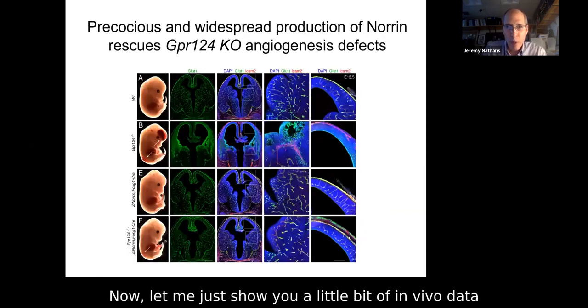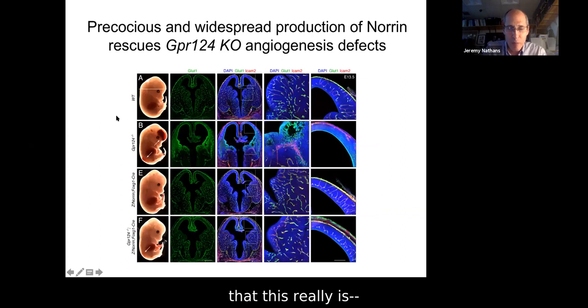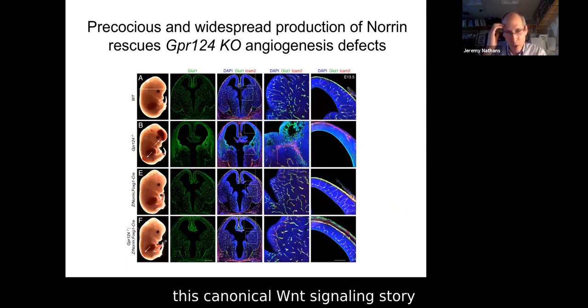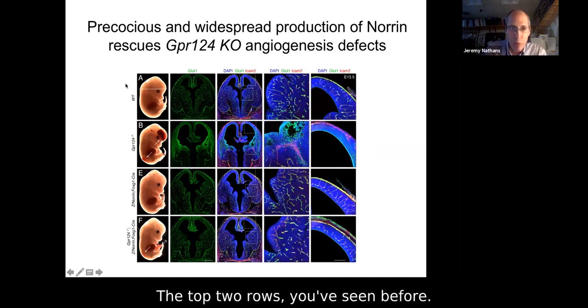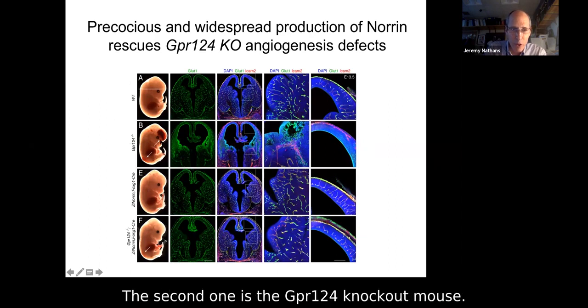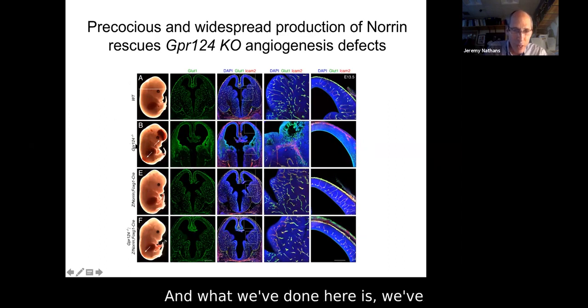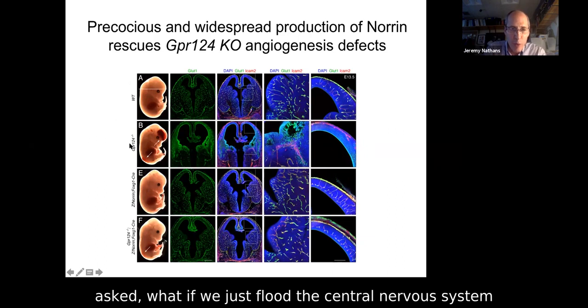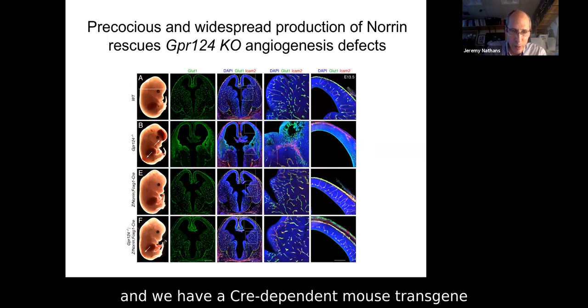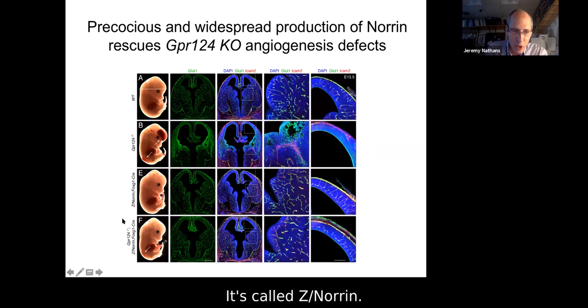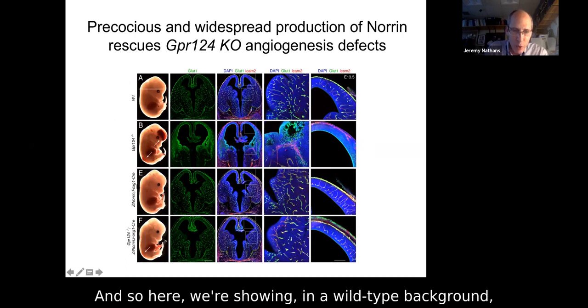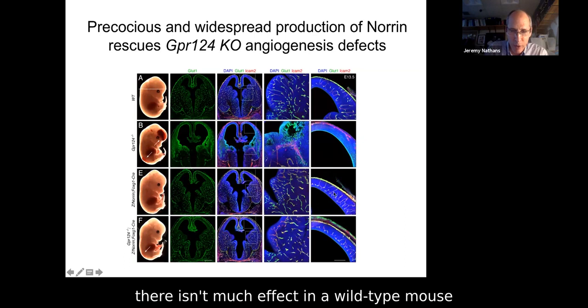Now, let me just show you a little bit of in vivo data that this canonical WNT signaling story really is happening in vivo. The top two rows you've seen before, the top one's a wild type mouse, the second one is the GPR124 knockout mouse. And what we've done here is we've asked, what if we just flood the central nervous system with norrin, the norrin ligand, and we have a Cre-dependent mouse transgene that will do that. It's called Z-norrin. And so here we're showing in a wild type background, there isn't much effect in a wild type mouse of having some more extra norrin on board.